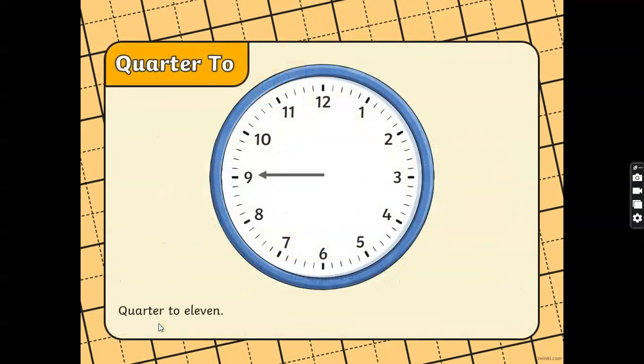Now, if I have the minutes hand on number 9, let's learn how we read the clock in this case. We read it as quarter to the next hour, not the previous hour. So here I have a quarter to reach number 11, right? So quarter to 11.